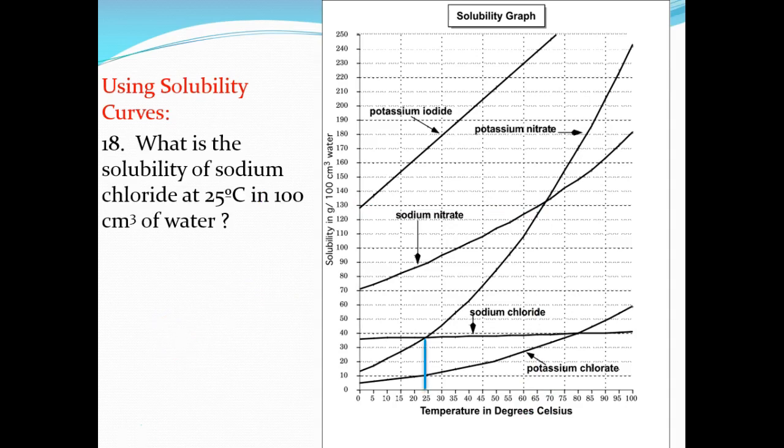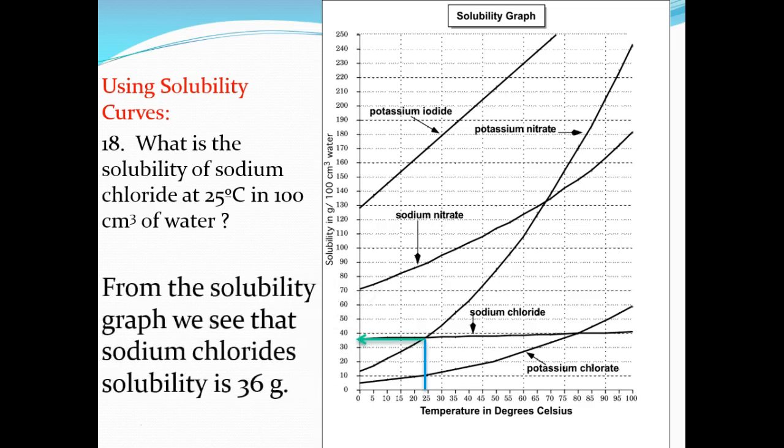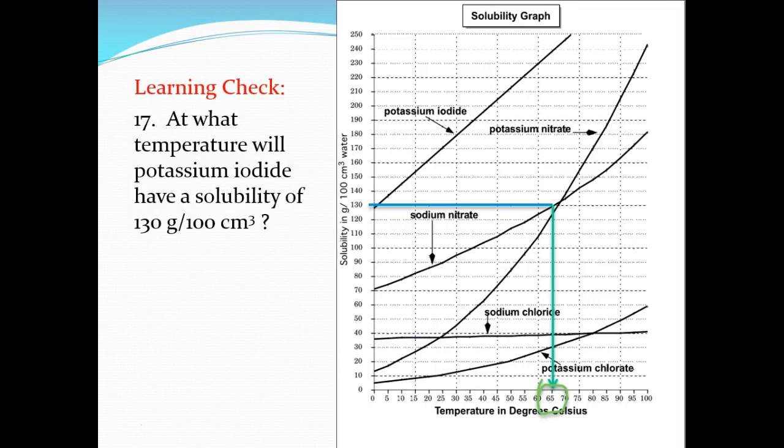All right, what is the solubility of sodium chloride at 25 degrees Celsius? You go to 25 degrees Celsius, you come over, you end up with about 36 grams of sodium chloride, okay? Now, I want to go back and look at this chart for just one second, and then I will quit talking to you for a while.